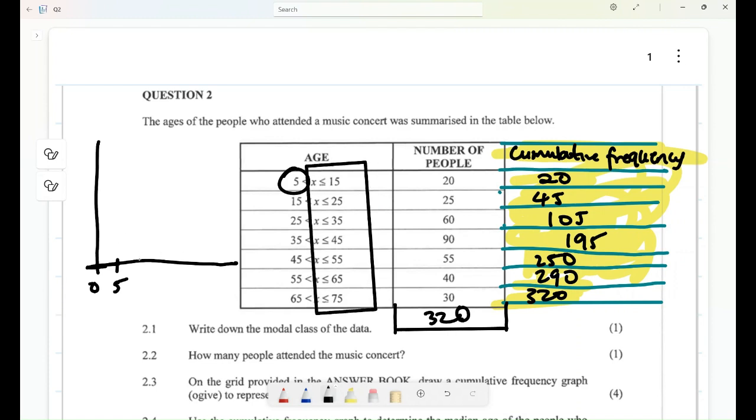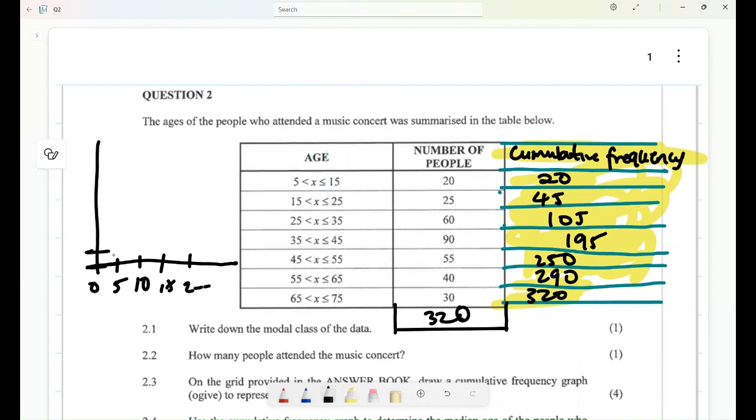So it means it's going to be 15. But make sure it is in a scale. Maybe 10, 15, 20, and so on, up to 75. Then in here, you just start from 0. Choose a scale that will suit this number there.